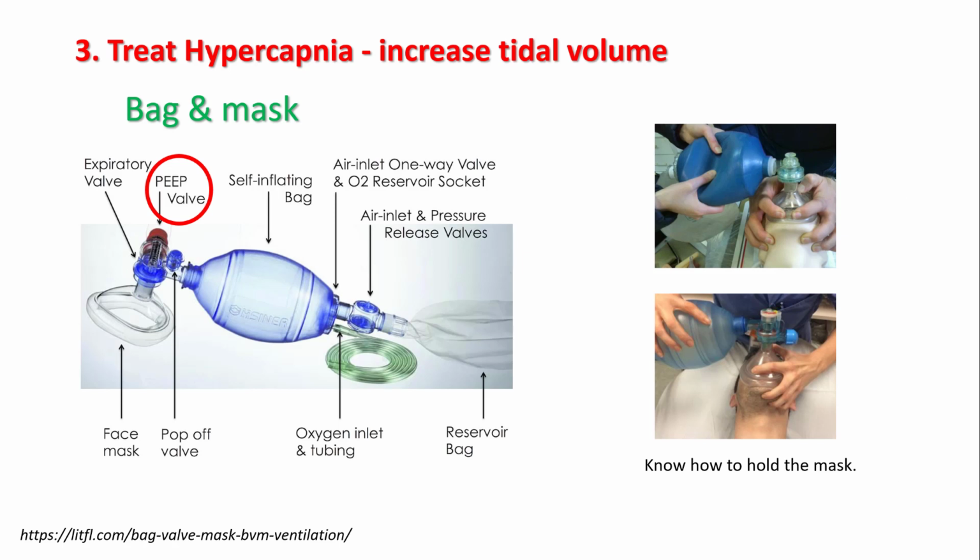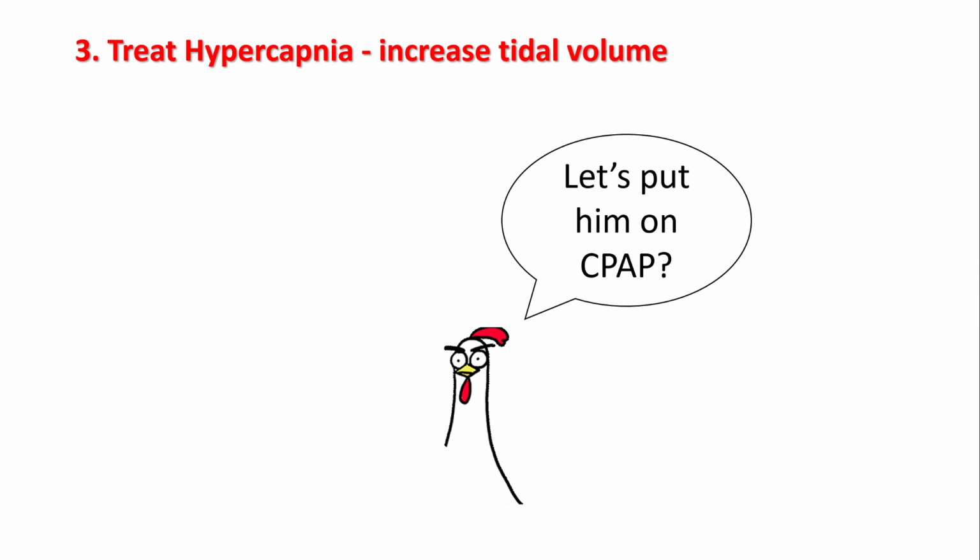Always keep bag and mask ready whenever you're dealing with hypercapnia from decreased minute ventilation. Always have a PEEP valve ready, as this will help recruit the lungs and prevent atelectasis. You should always know how to hold the mask, and I would advise you to practice this on a mannequin. If things are getting worse, you can use non-invasive ventilation.